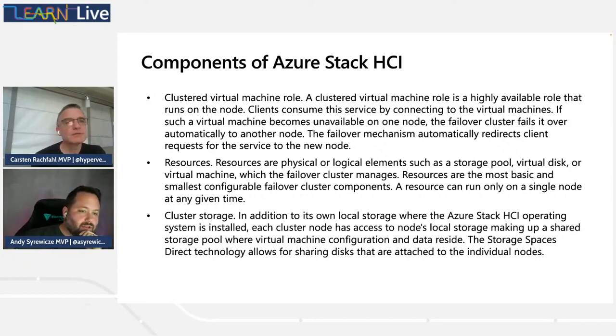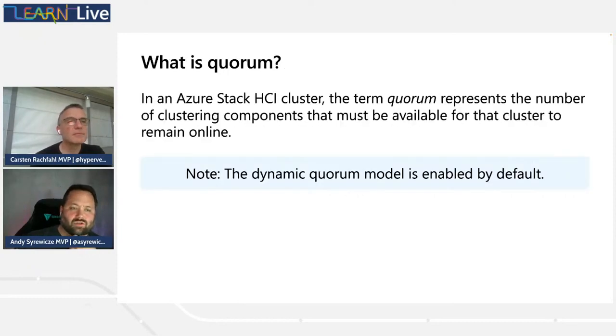So a couple of other things here to cover is resources. So you might have other resources other than virtual machines inside of your cluster. So that'd be things like networking, storage, cluster storage. So any highly available storage, or in the case of Azure Stack HCI, you have Storage Spaces Direct as well, which Carsten will be talking about a little bit more here shortly.